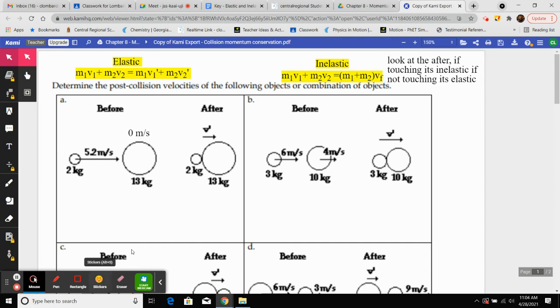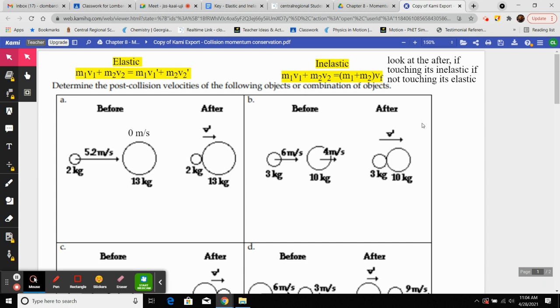So guys, our assignment today is collisions part 2. So we're continuing on with some problems of that. We have your inelastic collision equation over here, elastic over here. If you look at a drawing, how do you know which is which?